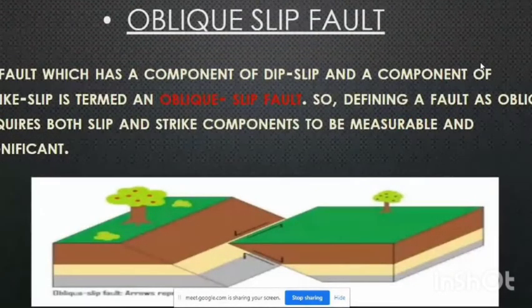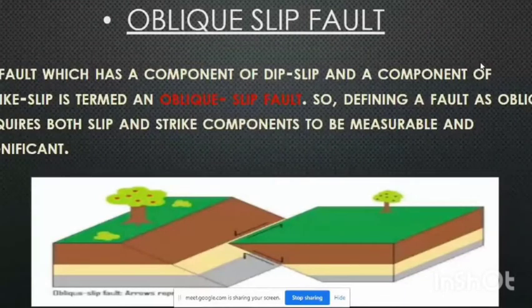Oblique slip fault. A fault which has a component of dip slip and a component of strike slip is termed an oblique slip fault. So, defining a fault as oblique requires both slip and strike components to be measurable and significant.